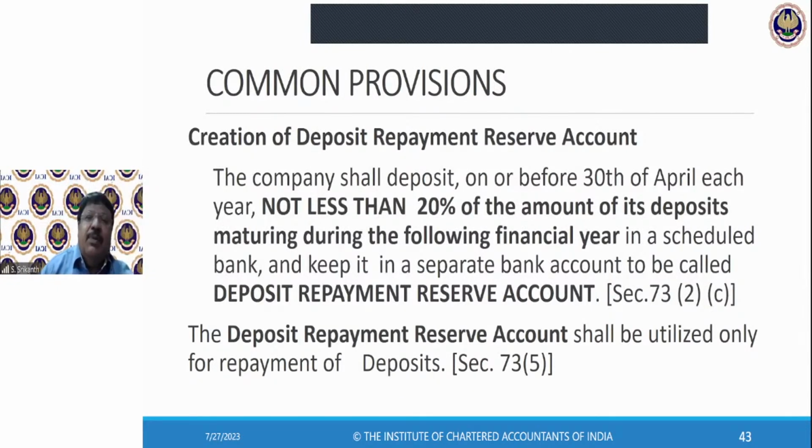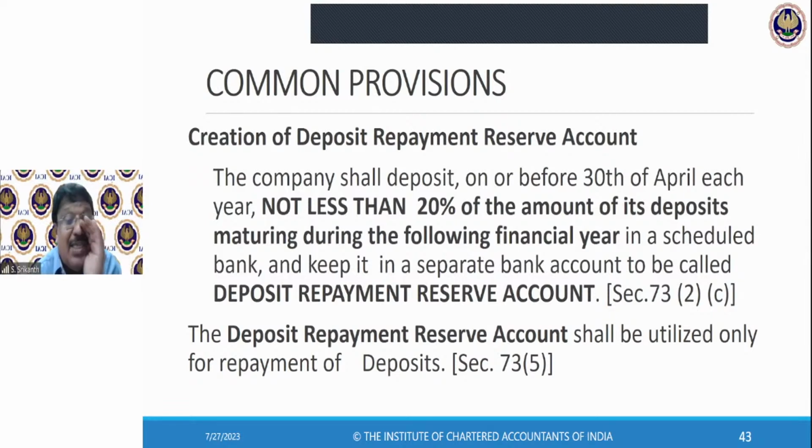On or before 30th April, you should see what all the deposits are maturing during the following financial year. If you are looking at it now, by 30th April 23, you should have identified all the deposits maturing before 31st March 24. And 20% of those deposits, you should deposit in a scheduled bank, and keep it in a separate bank account to be called the Deposit Repayment Reserve Account. That is why they use the words Deposit Repayment Reserve Account.